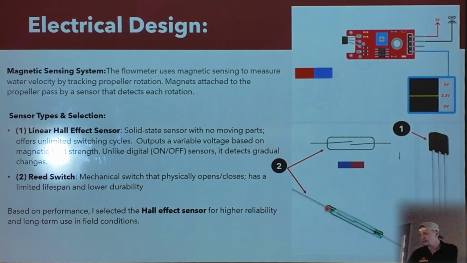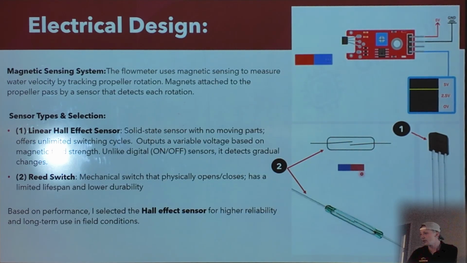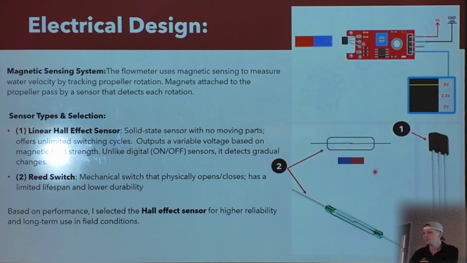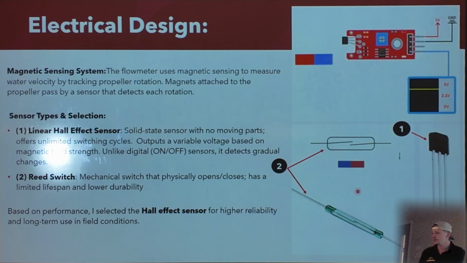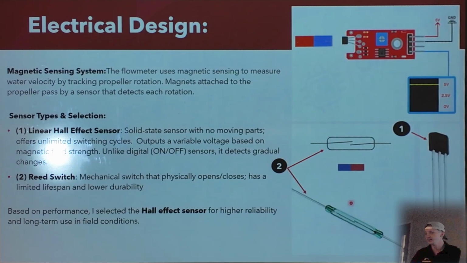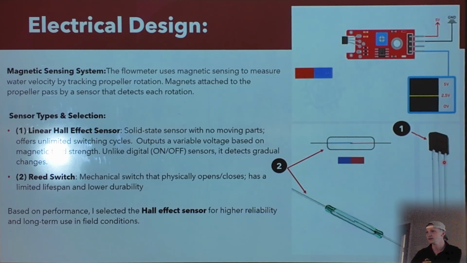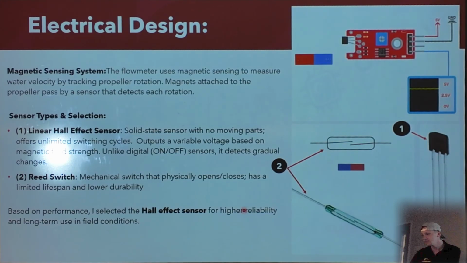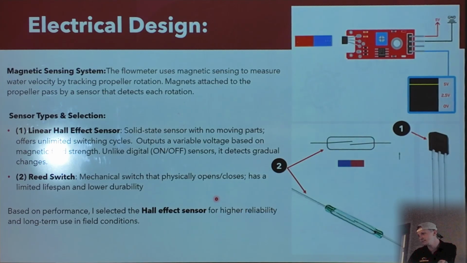Reed switch, as seen here and here, is more like on and off switching. There's something inside of the reed switch that physically opens and closes due to a magnetic current being picked up. Now, the downfall of the reed switch is that it doesn't have unlimited switching cycles, which is, if you're measuring a lot of water velocity, it could wear out or be broken and damaged and need to be replaced in the future, while the linear Hall effect sensor has unlimited switching cycles, so it would never, in theory, need to be replaced. So this is what I selected, the linear Hall effect sensor.